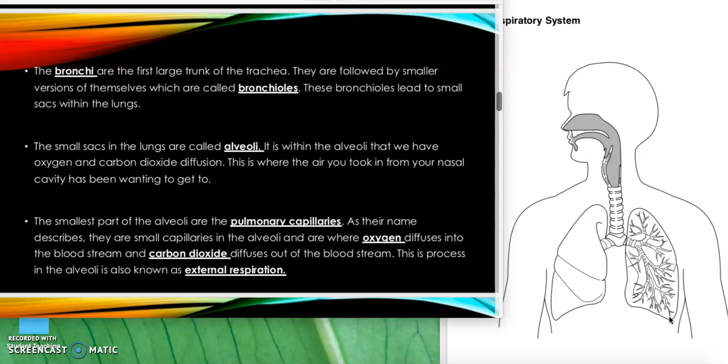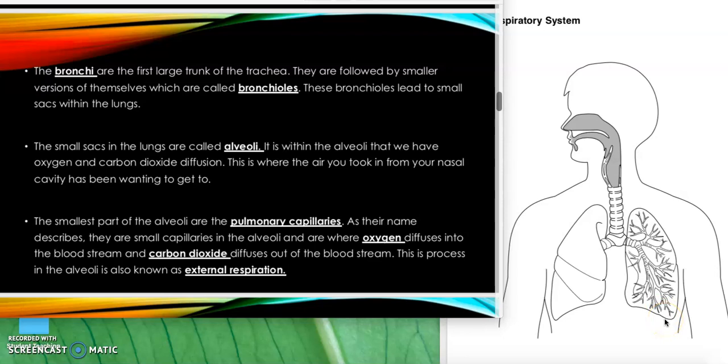I'm not sure if you covered this a little bit with blood circulation, but if you have, that's great. If you haven't, this is where, when you want oxygen and carbon dioxide diffusion, this is where it happens.